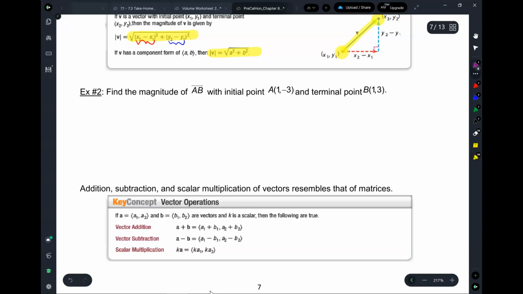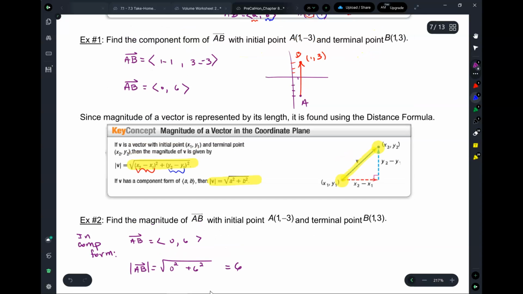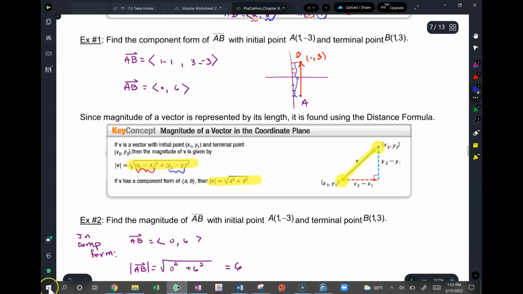So find the magnitude of AB with initial point A and B. This is the same vector as above. In component form, AB is 0, 6. Magnitude of AB then is the square root of 0 squared plus 6 squared, which is just 6. And does that make sense? Does this have a magnitude of 6? Yes, it does.